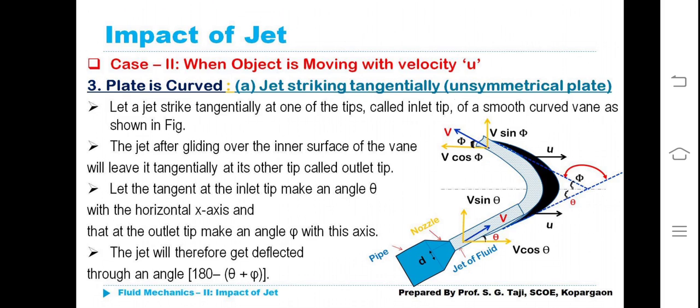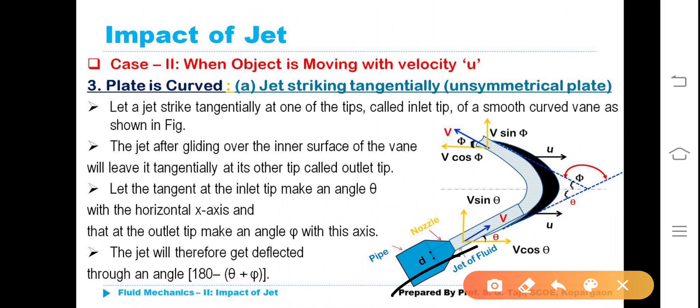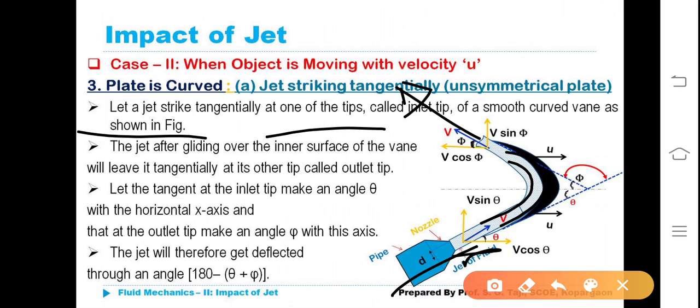When the jet is striking the blade tangentially at the inlet, we have considered it at the inlet. You can consider it at the outlet also, no problem. Let the jet strike tangentially at one of the tips, that is the inlet tip of a smooth curved vane as shown in the figure. The jet, after gliding over the inner surface of the curved vane, leaves the vane tangentially at the outlet.